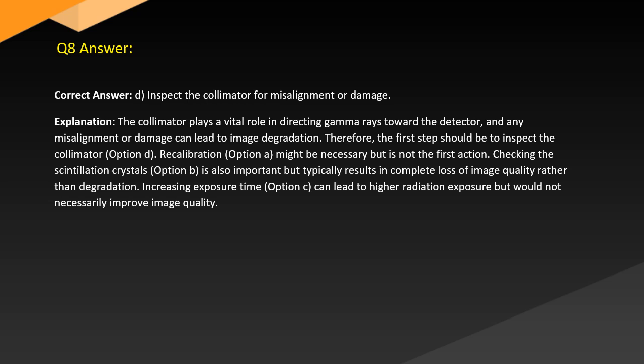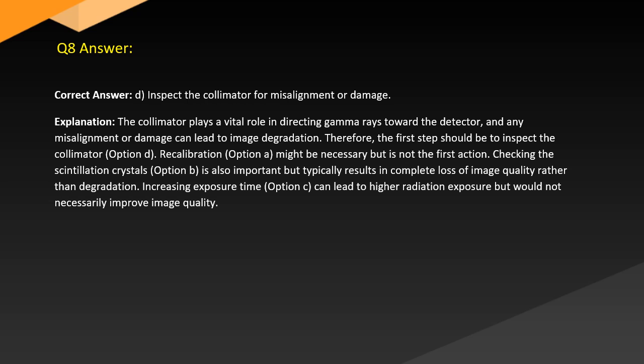Answer. Correct answer: D. Inspect the collimator for misalignment or damage. Explanation. The collimator plays a vital role in directing gamma rays toward the detector, and any misalignment or damage could lead to image degradation. Therefore, the first step should be to inspect the collimator.